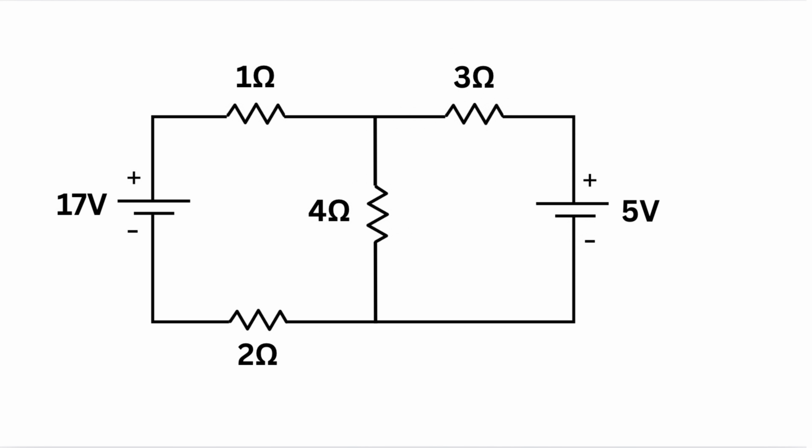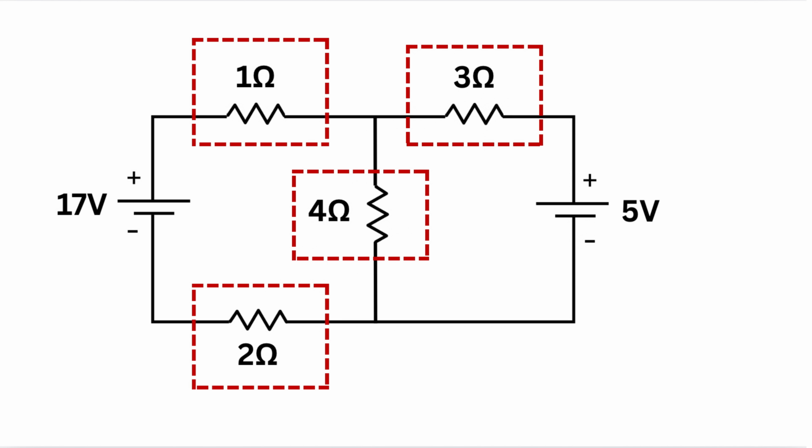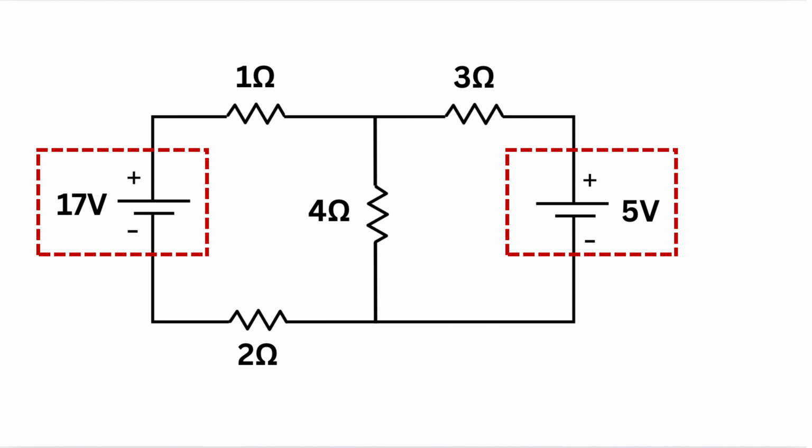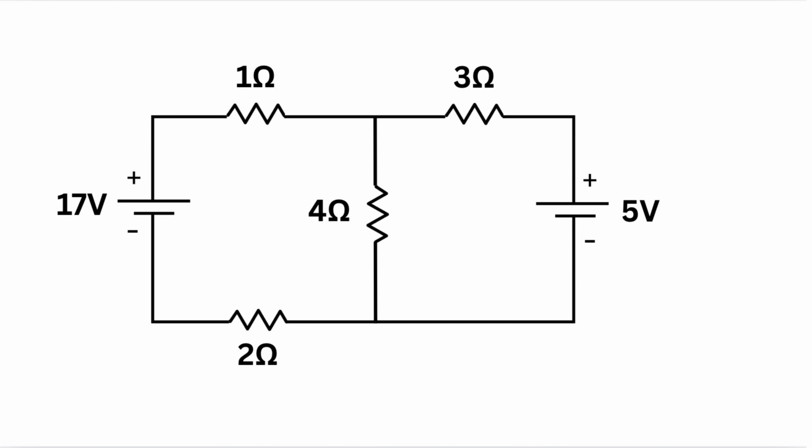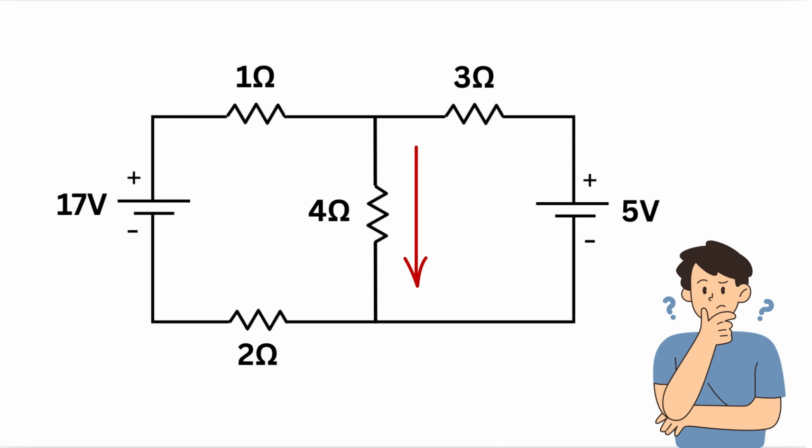Look at this circuit closely. We have multiple resistors, multiple loops, and multiple voltage sources. Suppose we want to find the total current passing through this 4-ohm resistor, then what should we do?